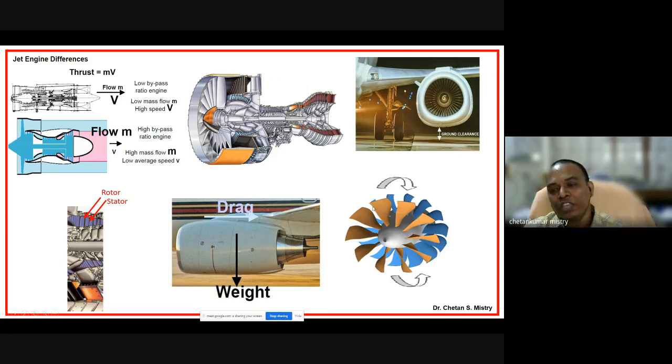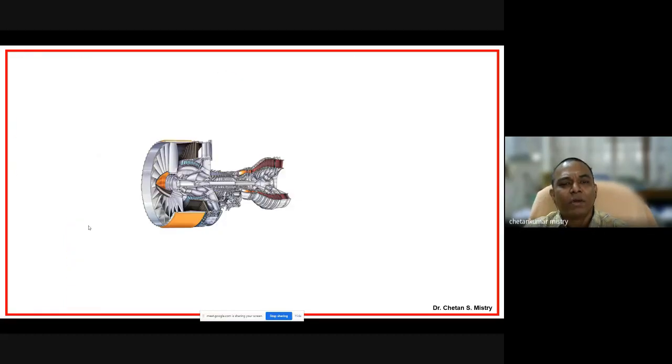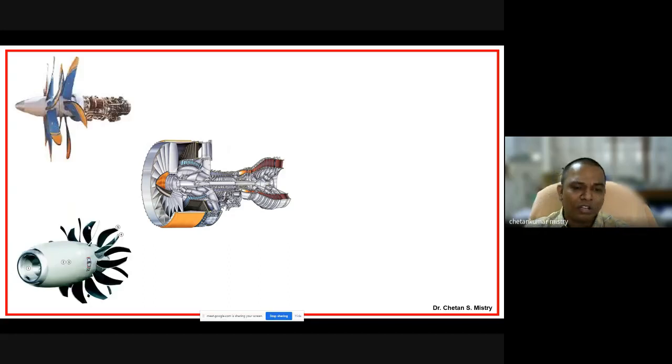Okay, so in this case, people started thinking of having a contra-rotating kind of configuration. Here if you look at, one of the rotors is rotating in a clockwise direction. The other rotor will be rotating in an anti-clockwise direction. So what it does is, we are removing the stator. Now this concept seems a little odd to me, but it is not a recent or new concept.